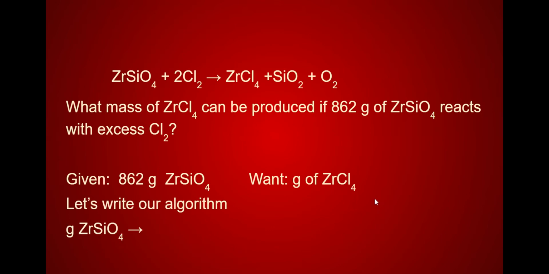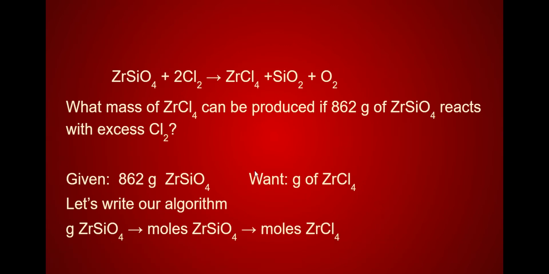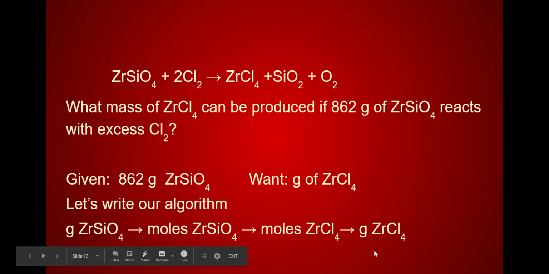Let's write our algorithm. We're going to start with grams of zirconium-4 orthosilicate. We're going to convert that to moles because we have to have moles in order to use the balanced chemical equation to relate one quantity to another. Equations are in terms of either atoms and molecules or moles. Got to get out of grams, got to be in moles. So convert to moles. Then we use the equation to relate moles of zirconium-4 orthosilicate to moles of zirconium-4 chloride. And once we have that, we're almost home free. We just convert that back to grams of the product, zirconium-4 chloride.